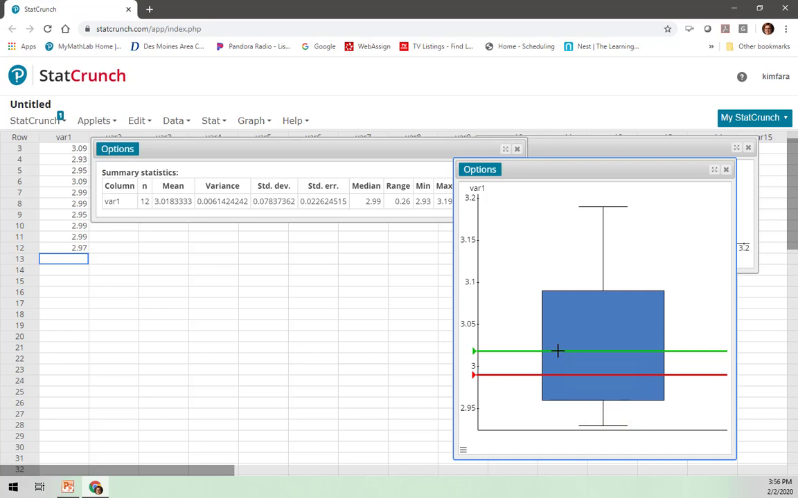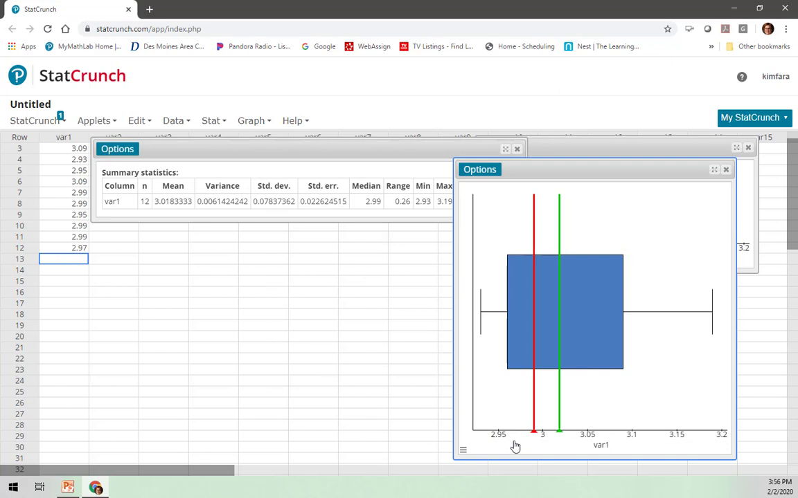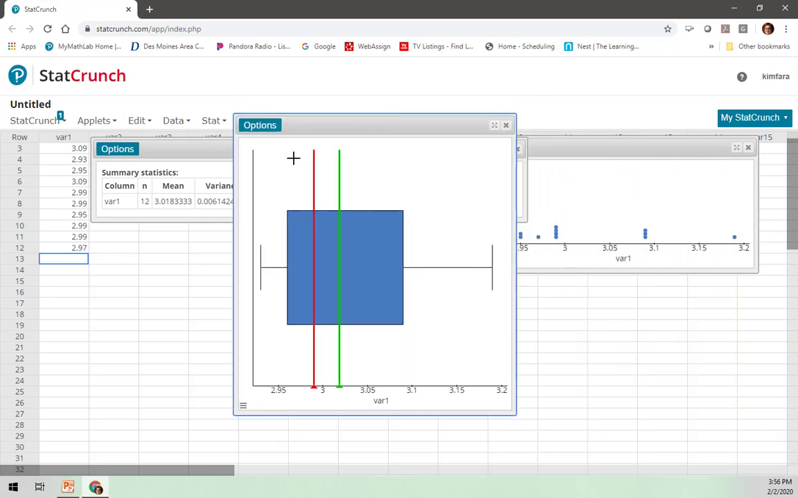Some other things about StatCrunch is you can draw your box horizontally if you want to. So there it is. And if you put your two data sets in the same spreadsheet, you can put two box plots either side by side or one on the top and one on the bottom. Okay? So that's kind of what happens there.